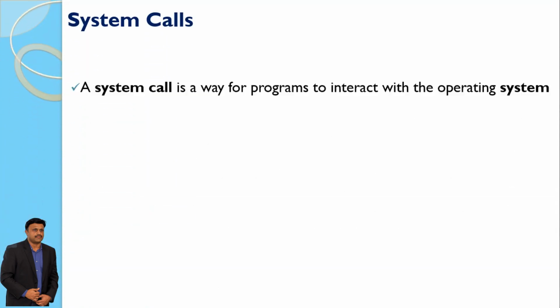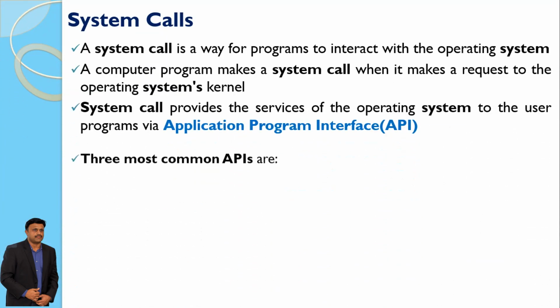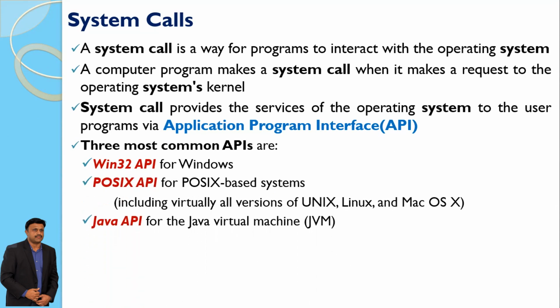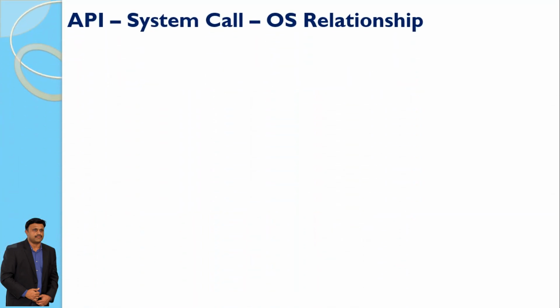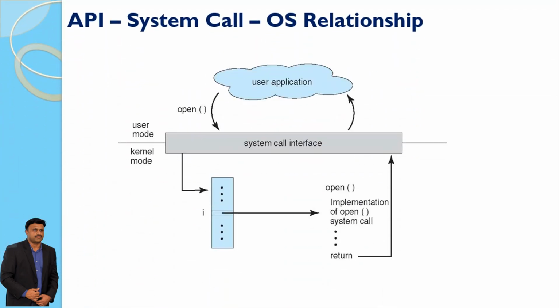System calls are the mechanisms through which programs interact with the operating system. They provide essential services to user programs via application program interfaces. This diagram illustrates the relationship between user applications, system calls, and the operating system, highlighting how system calls facilitate communication between user mode and kernel mode.